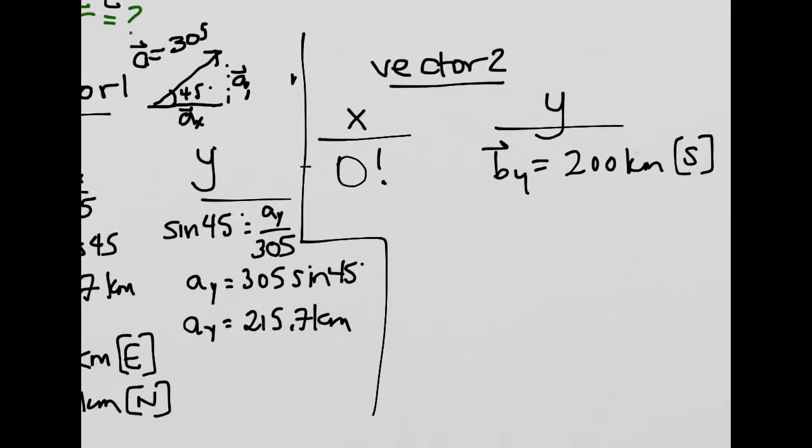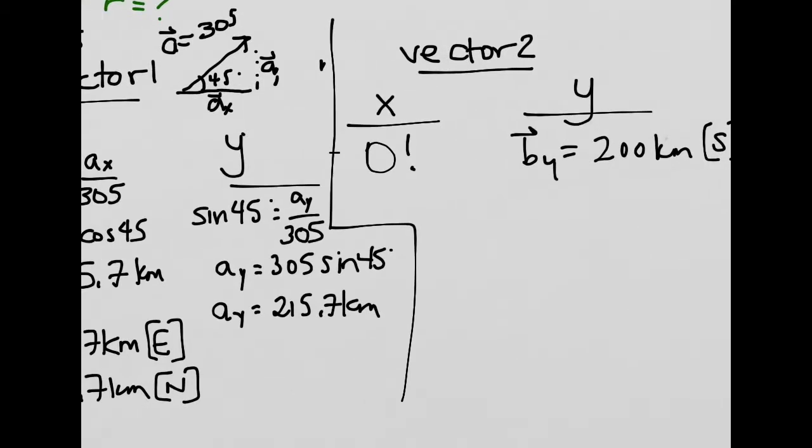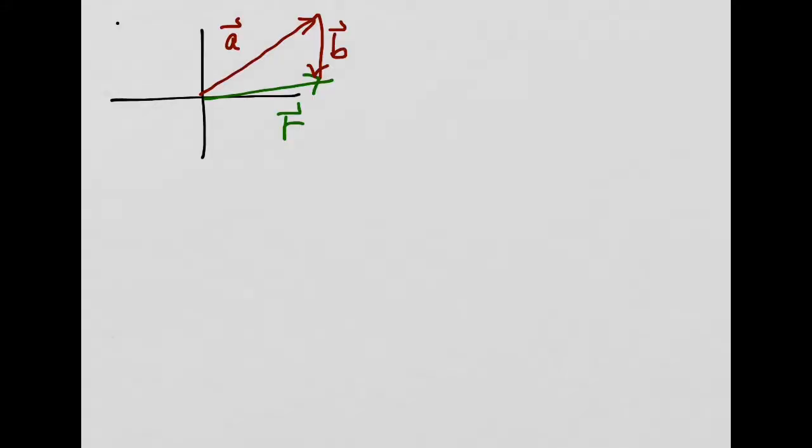Okay, so what do you do now? If I redraw the situation from before, I had vector A going off in this direction, plus vector B gives me vector R. Vector R isn't perfectly straight or horizontal. We don't know what direction it's going. That is the be-all and end-all reason we're doing this question.